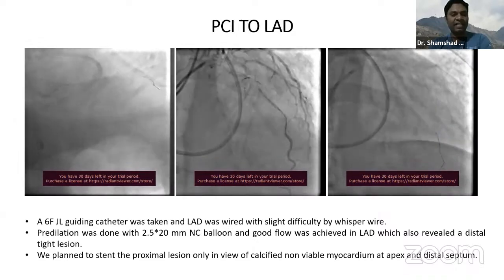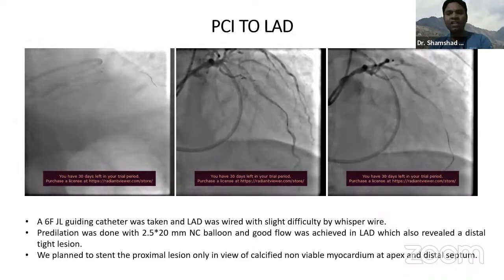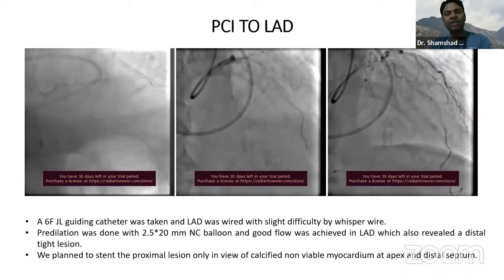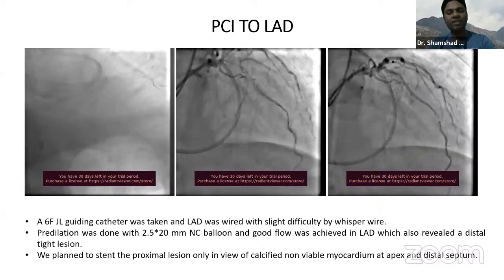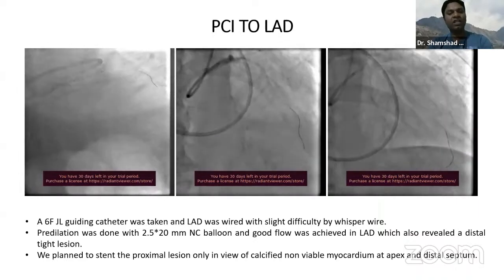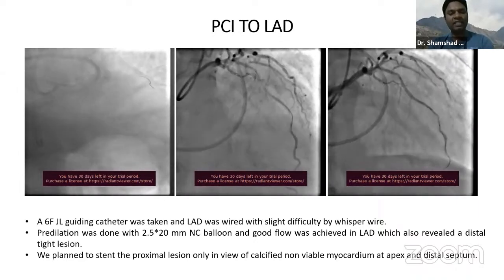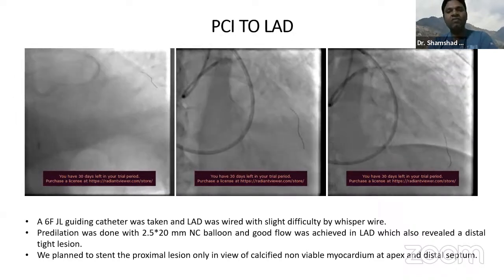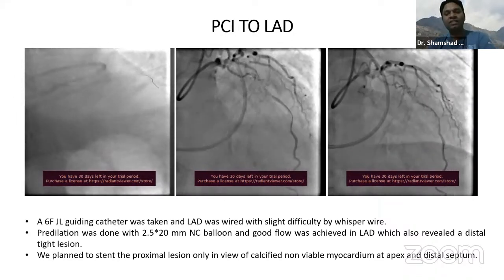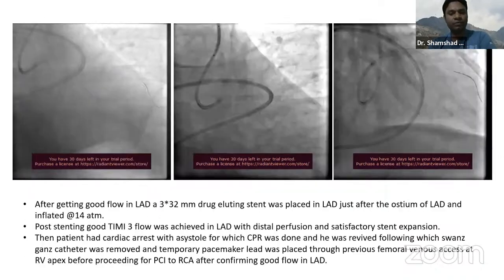So a 6 French JL guide catheter was taken, and the LAD was wired. There was slight difficulty, but we were able to wire it with a Whisper wire. Pre-dilatation was done with a 2.5 by 20 NC balloon. A good flow was achieved. There was also a distal tight lesion, but we were not bothered about that distal lesion, because we had to do something which should maintain flow in the LAD.